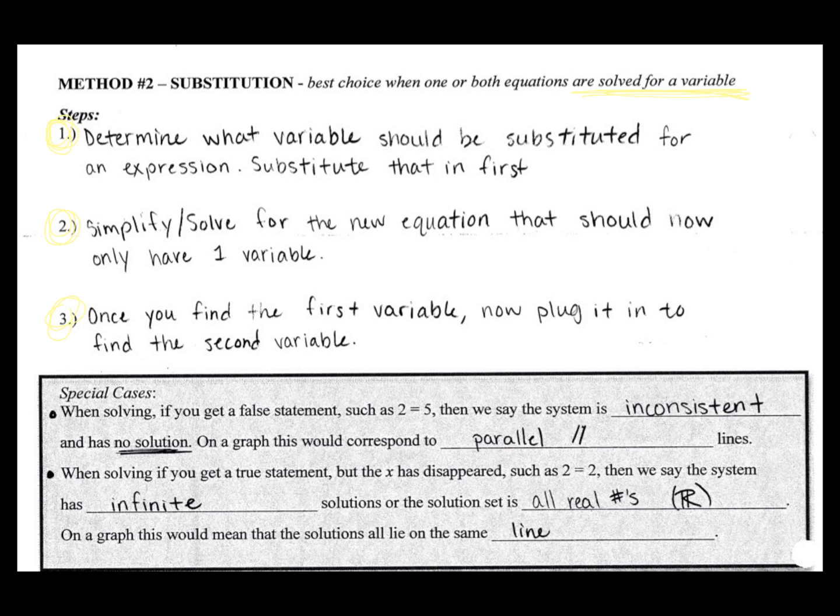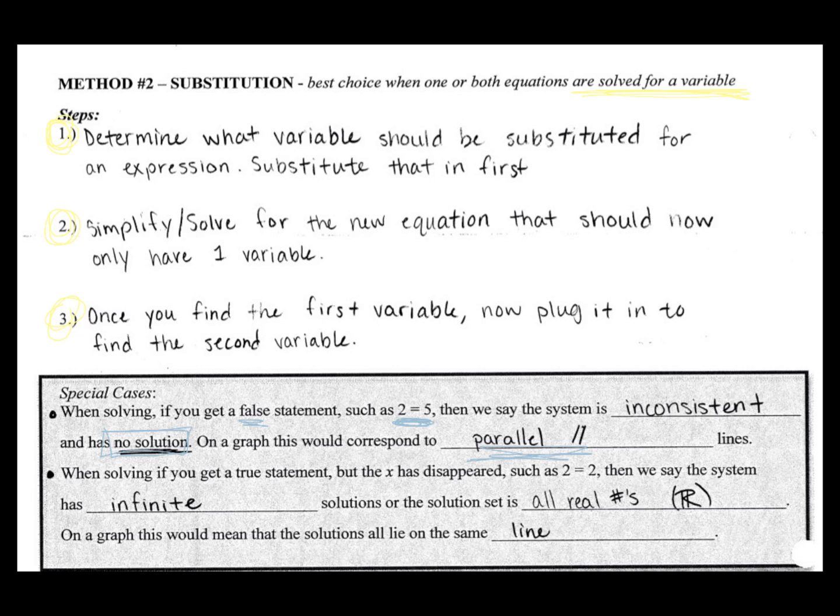So there are some special cases. Again, this is stuff you talked about in Algebra 1, maybe even geometry as well. The first case: when solving, if you get a false statement such as 2 equals 5, that's not true. If you get a false statement, then it's inconsistent and the system of equations has no solution. If they're not intersecting, if they don't have a solution, then your lines are going to be parallel.